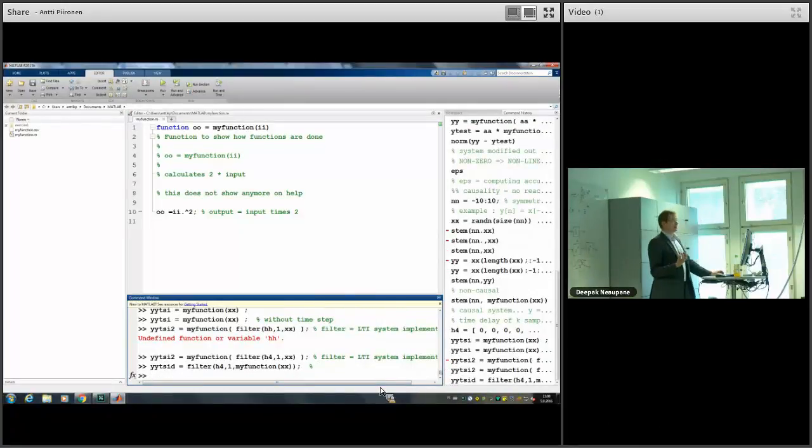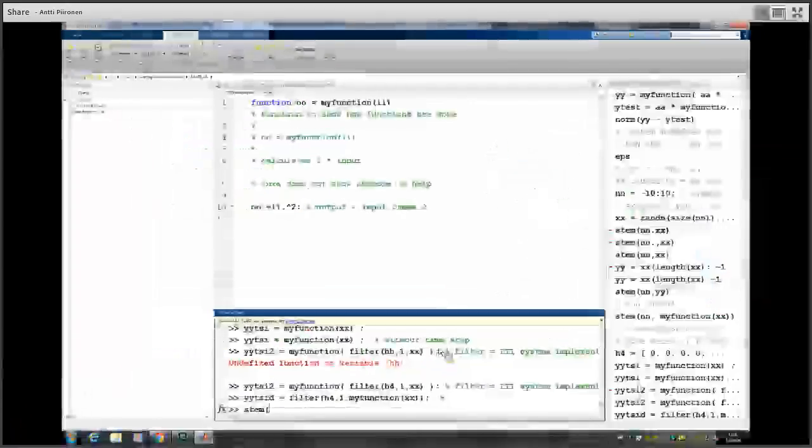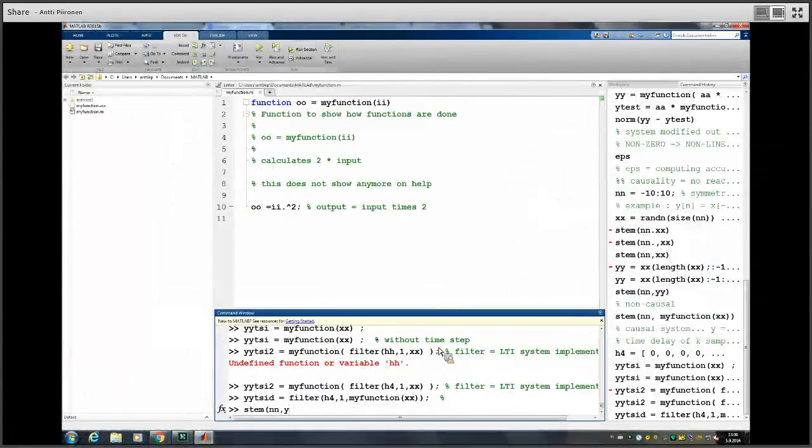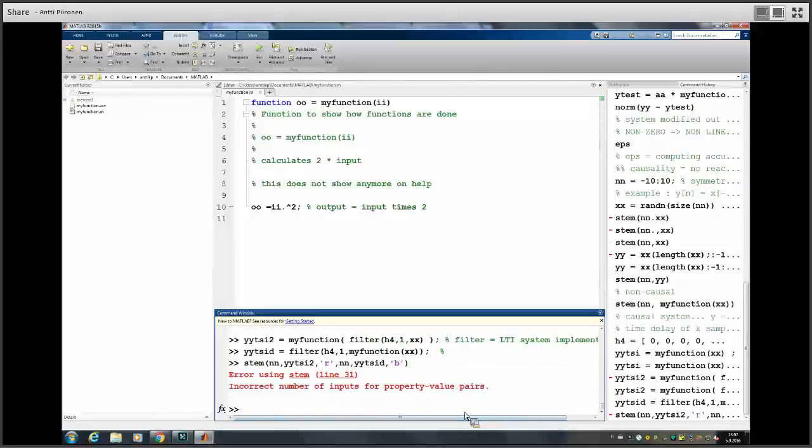And now we could calculate the norm of the difference. They should come out the same, but I will just use stem for it. So stem nn yy TSI2, red values, nn yy TSID, and the blue values. Why does it show that to me? Oh, okay, I know why. NA is not for this one.